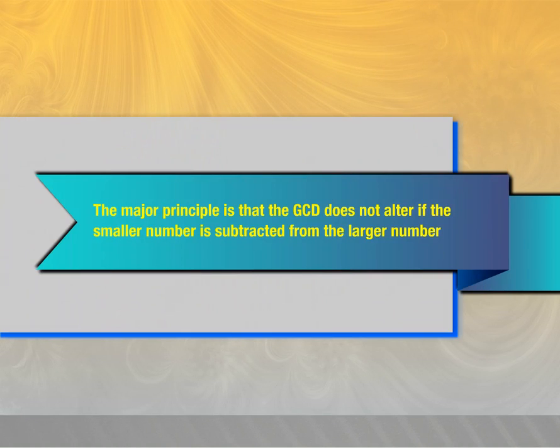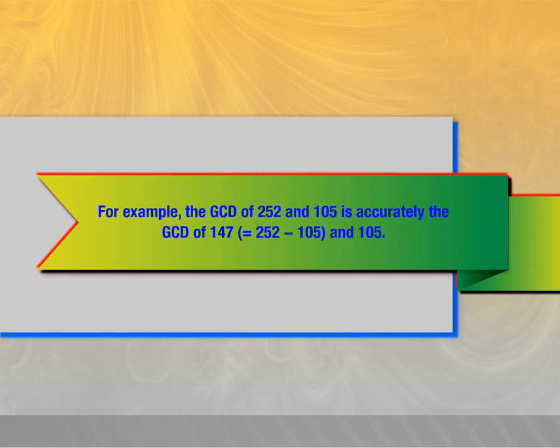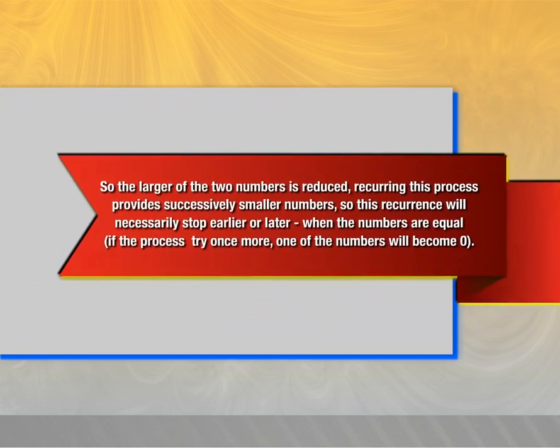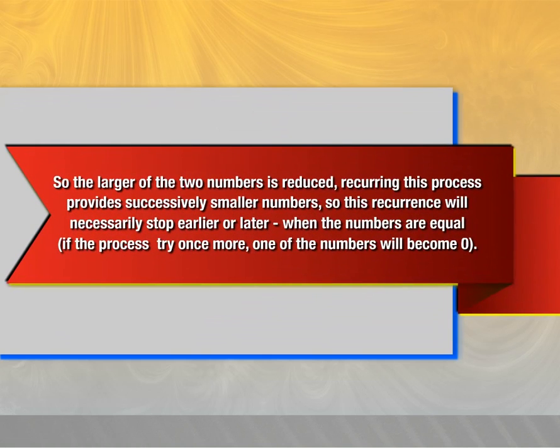The major principle is that the GCD does not change if the smaller number is subtracted from the larger number. For example, the GCD of 252 and 105 is exactly the GCD of 147, which is 252 minus 105, and 105. So, the larger of the two numbers is reduced. Repeating this process gives successively smaller numbers, so this recurrence will necessarily stop sooner or later. When the numbers are equal, if the process is tried once more, one of the numbers will become 0.